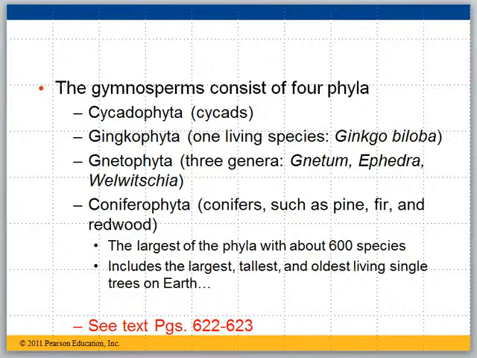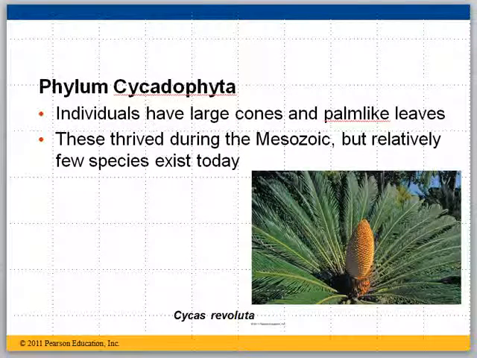The first phylum we're going to look at briefly is the Cycadophyta, or it might be pronounced differently. Not sure on that one. Individuals have large cones and palm-like leaves, and these thrived during the Mesozoic. So these would have been around particularly during the later stages of the dinosaur times, but relatively few species exist today. Not too common in our world today, but here's one that you see below in the picture here, the Cycas revoluta. Not really sure how to pronounce that. Pretty cool looking plant, but it is a type of gymnosperm, and you can see the cone here, which would be a heavily modified leaf that contains the seeds.